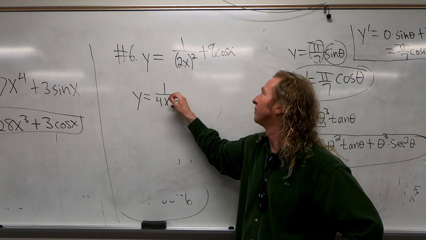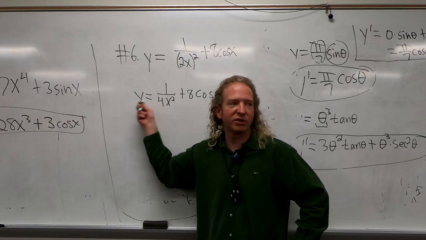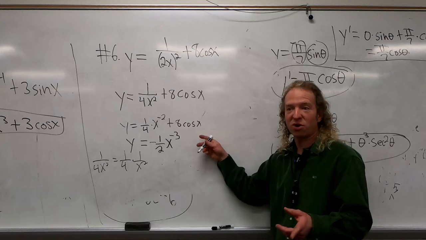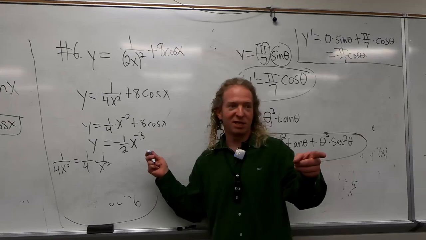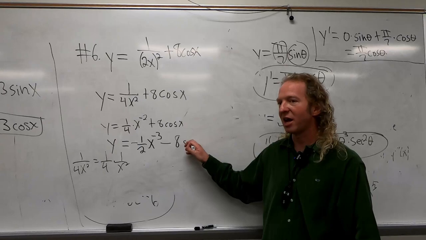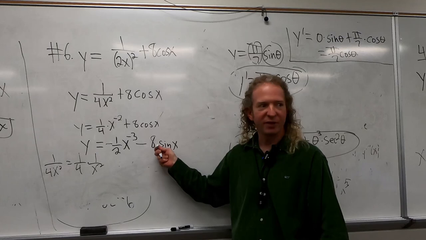So we haven't taken the derivative yet, right? So it's still y. It's negative 3 because we're subtracting, right? And then what's the derivative of cosine? Do you remember? Negative sine. So it'll be minus 8 sine x, right? Because the derivative is negative sine. So the negative, you can put it over here, right? So that would give us that. Okay, and that's it.